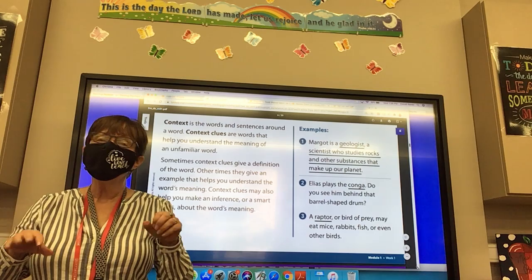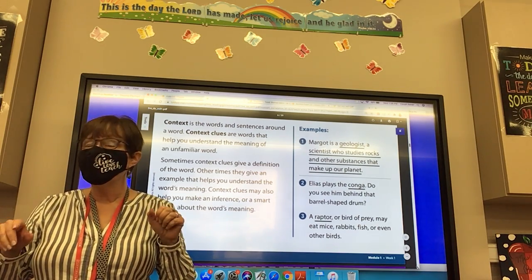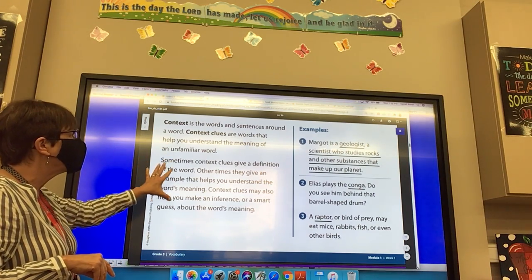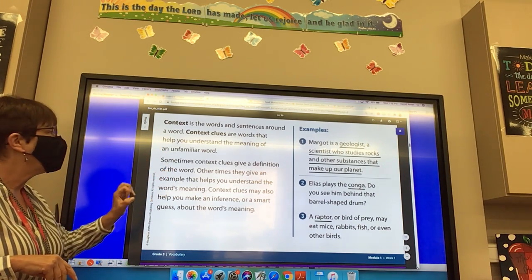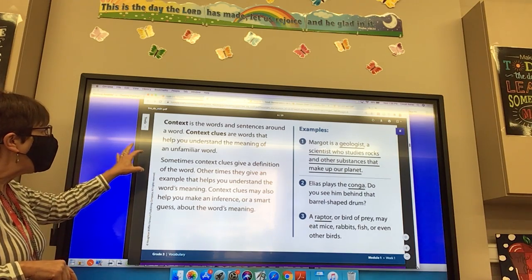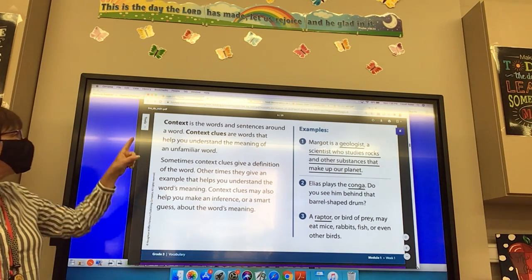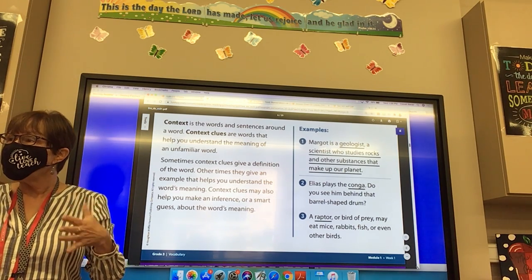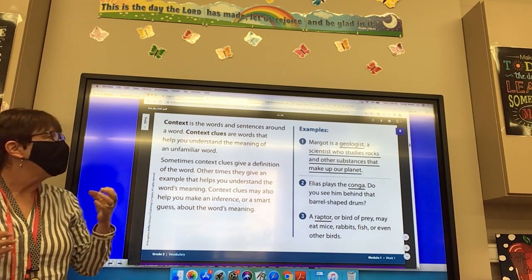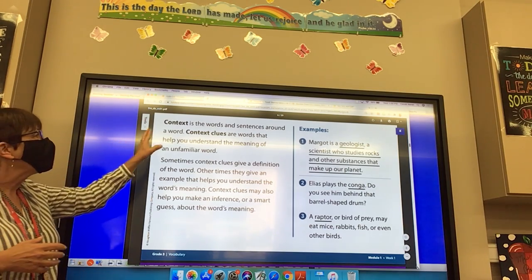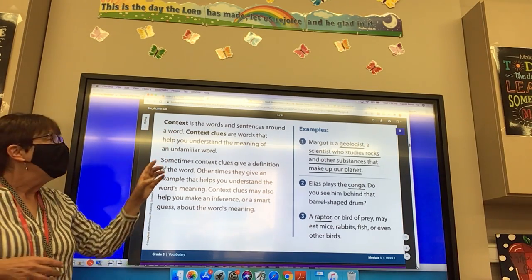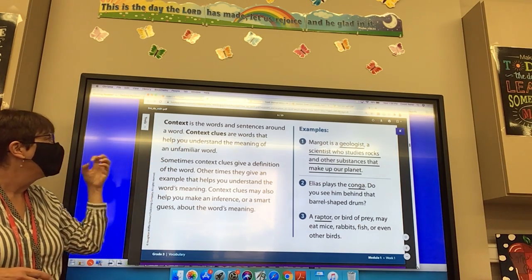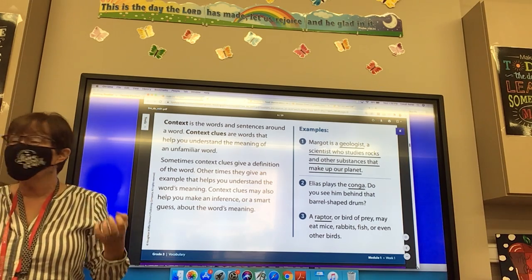So we shouldn't have our books open because we don't need them yet. We're going to need them in a little bit, and then we'll get to them. So what I want you to do is look over here on our board. And it says here that context is the words and sentences around a word. So when we're trying to figure out an unfamiliar word, we're going to be looking at the context clues. And context clues are words that help you understand the meaning of an unfamiliar word.